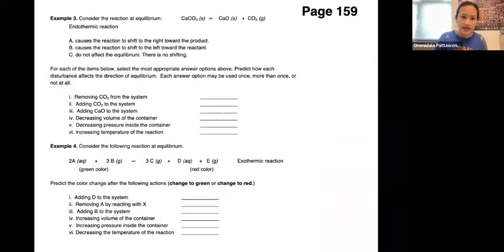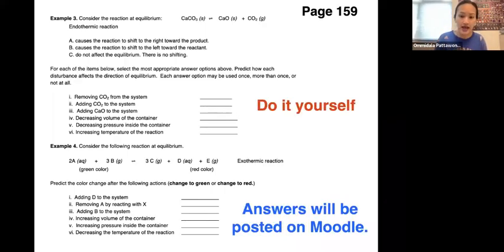Now let's take a look at example 3 and 4. For these two examples, what I would like you to do is use the concept that we learned previously. I want you to apply that and answer examples 3 and 4 yourself, and then check your answer against my key. I want you to practice this on your own.